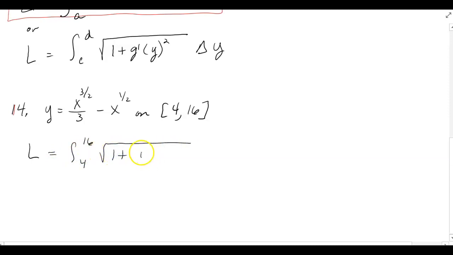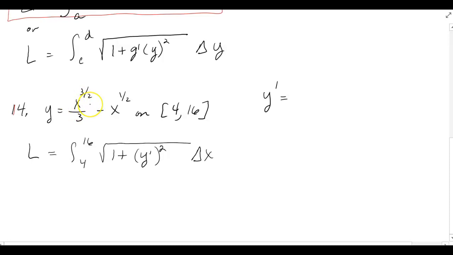So from 4 to 16, we need 1 plus y prime, or if we want to call y f of x, f of x prime, dx. Well, we've got to get that. So let's figure out y prime, or f of x prime. Go over to your function. Let's be careful: you're not doing an integral right now. You're differentiating. You're finding a derivative in this case.